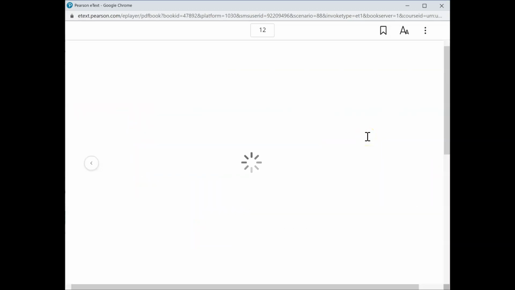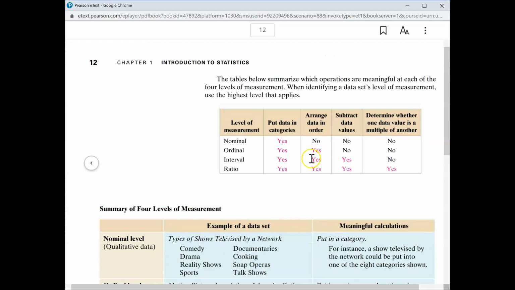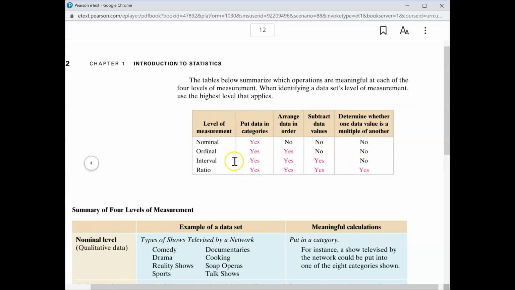Going on to the next page. Here is a helpful way to summarize what these things are. Can you put the data in categories? Can you arrange the data in order? You can put them all in categories, including nominal. Can you arrange them in order? You can with these three, but you can't with nominal because there's no order to it. Can you subtract them? No on nominal and ordinal, but yes on interval and ratio. Can you determine whether one data value is a multiple of another, meaning there's a meaningful ratio? That would only be at the ratio level.